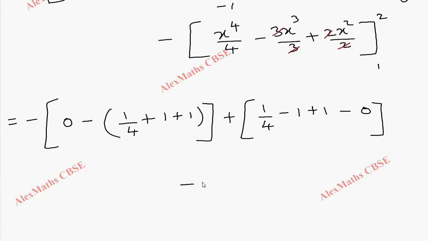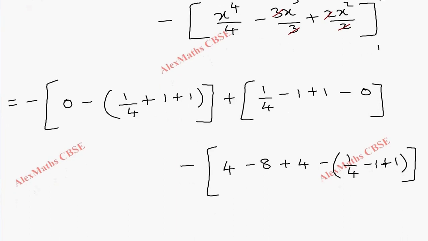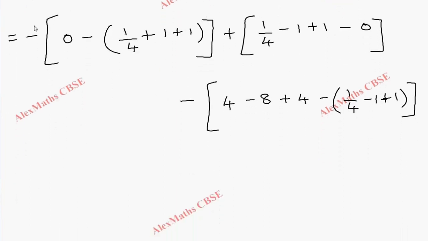In the last one, there is a minus sign. When I put 2, 2 power 4 is 16, 16 by 4 is 4. Minus 2 cube is 8. Plus 2 square is 4. Minus, when I put the lower limit, 1 by 4 minus 1 plus 1. Now, we can take this minus sign here.